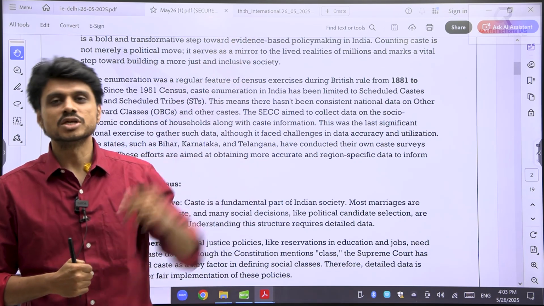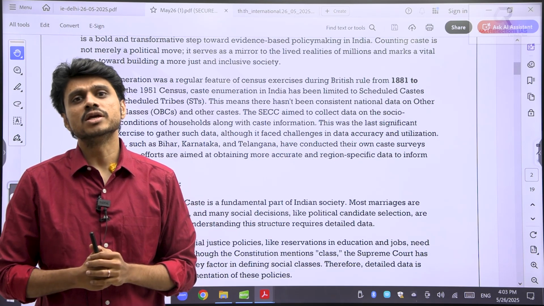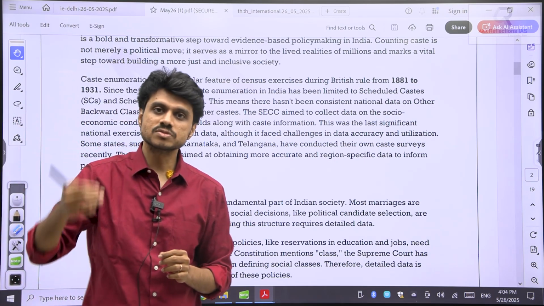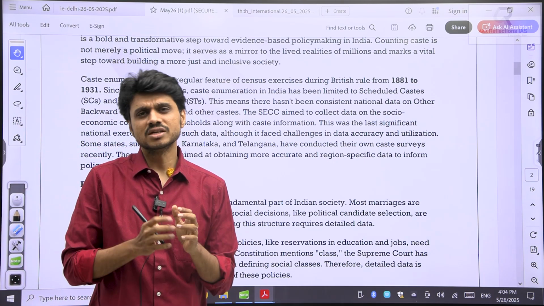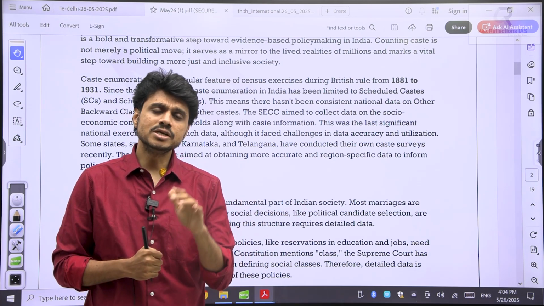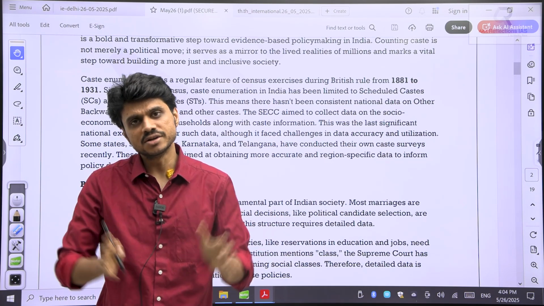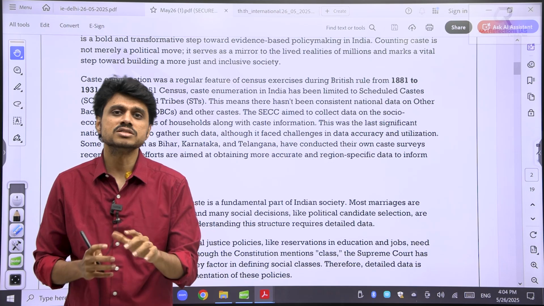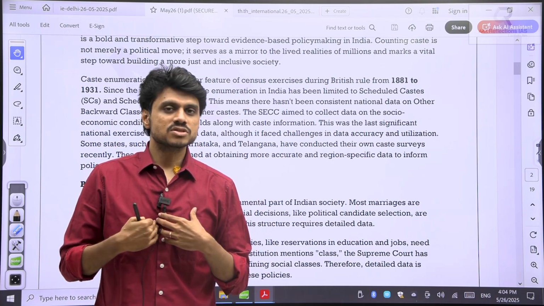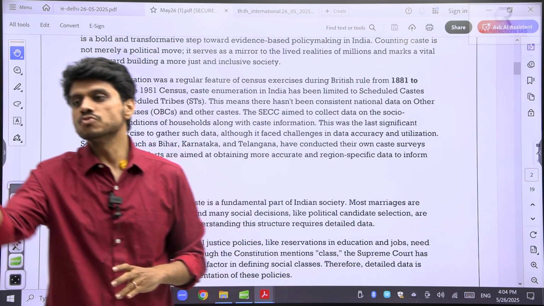Even in those days, during the freedom struggle, Gandhiji was not totally against the caste system. He was against the oppression caused in the name of caste, but he was not completely against the caste system itself. So completely doing away with caste is not possible. It is deeply entrenched in society, and our society runs on these caste factors. So it is important for us to have data regarding which person belongs to which caste.